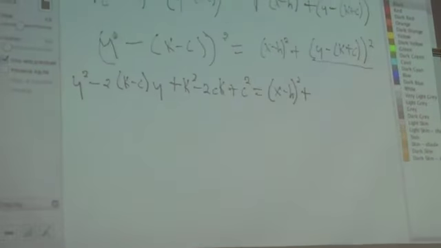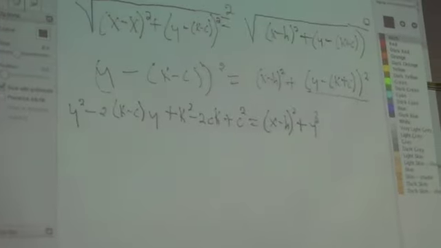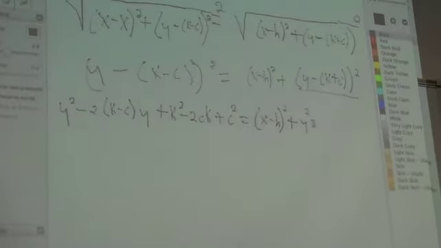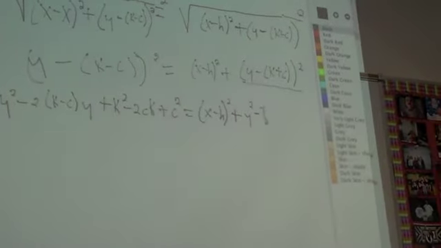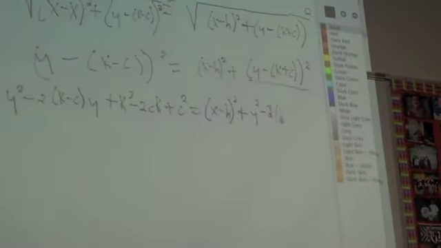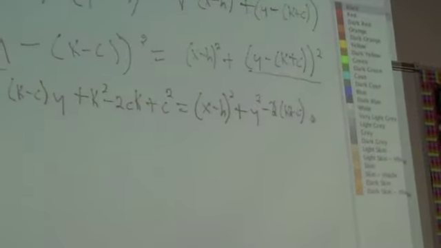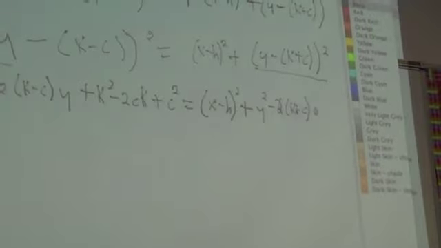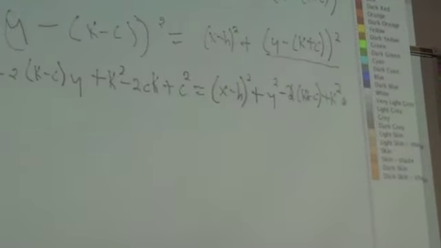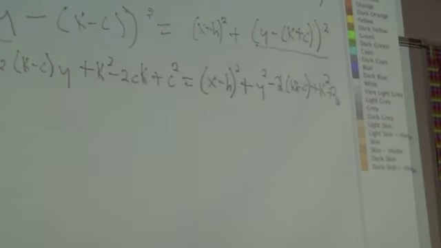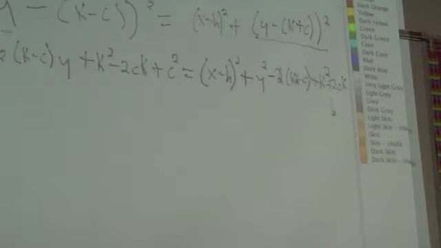So when I come over and write it down, it's going to be y squared minus, whoops, 2 in there, 2. Now this is going to be k plus c instead of k minus c. And then this part here is going to be plus k squared. Here's the sign that's different, plus 2ck. Dang it, I can't quite fit it in here. I'm going to put the plus c squared down here.